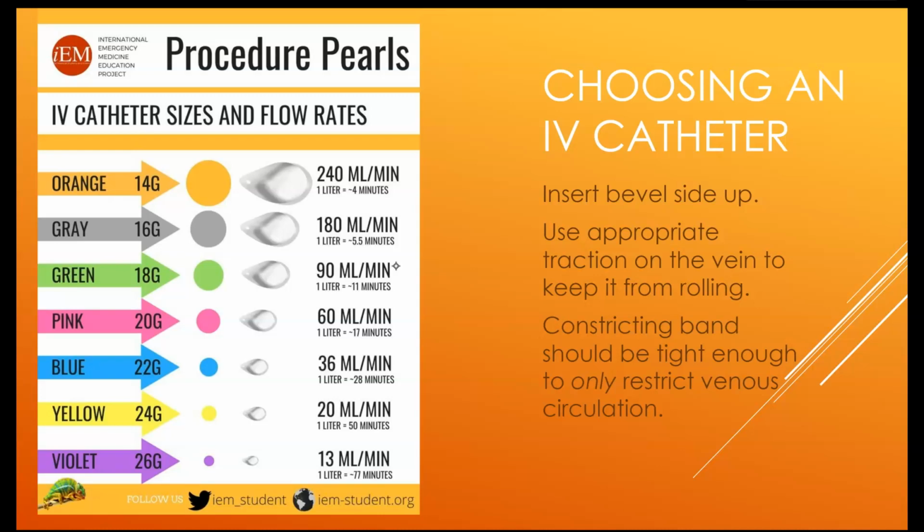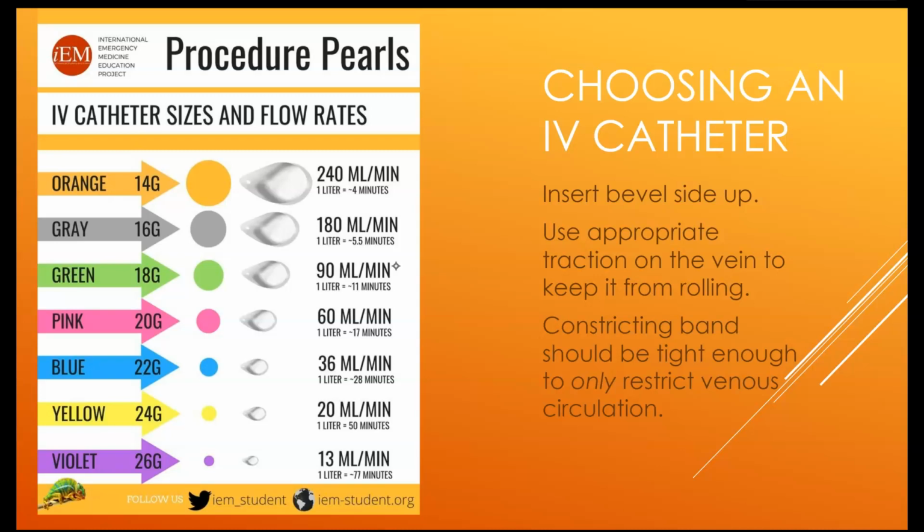When you're doing an IV, always make sure that the bevel side is up. You're going to be learning this in the lab, but the constricting band should only restrict venous circulation. And you want to make sure that you keep good traction on the vein to keep it in place so you can poke it, okay?